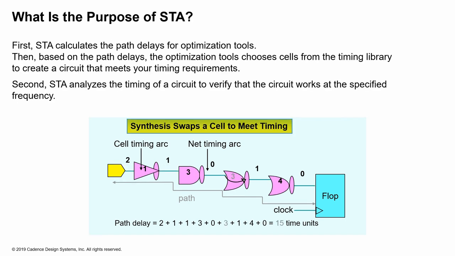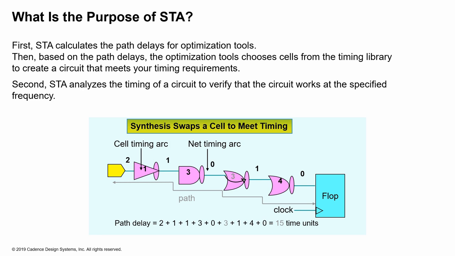Synthesis tools convert your RTL to gates. Place and route further optimizes your design. In order for these optimization tools to find the right cells for the right location, they rely on static timing analysis to calculate the path delays. Static timing analysis has to time millions of paths every hour to give correct and accurate information to these optimization tools so that they can create a circuit that meets your timing requirements.